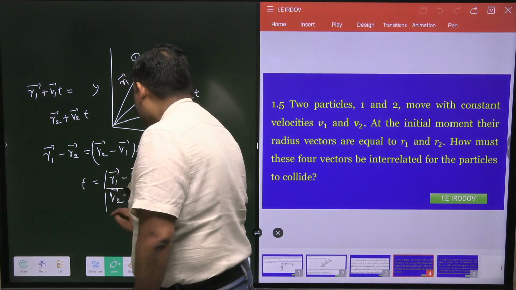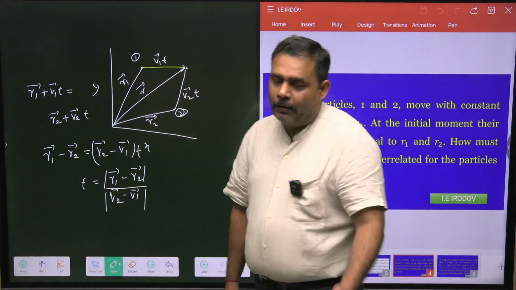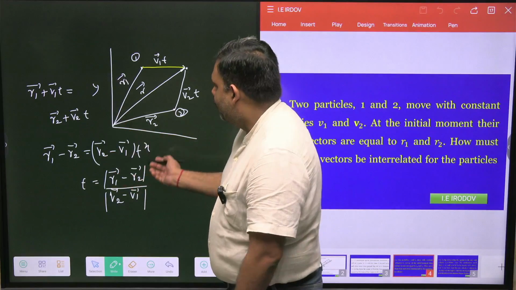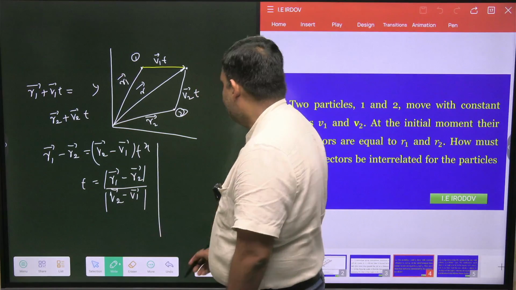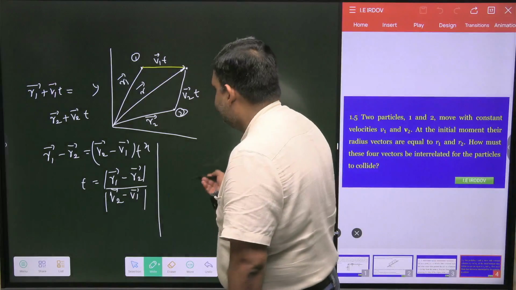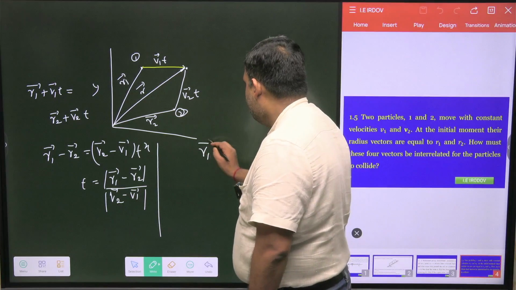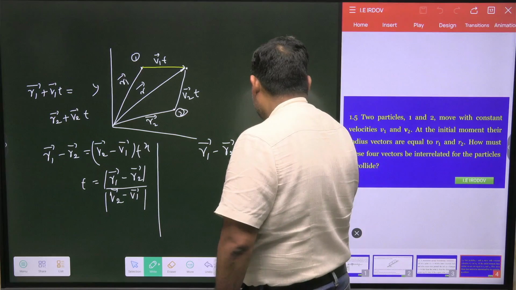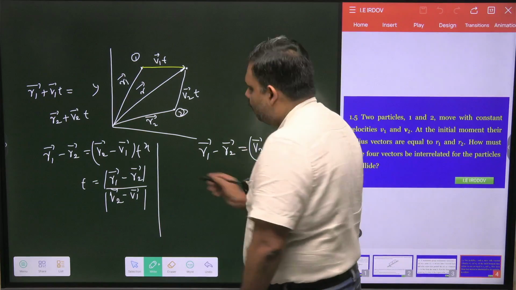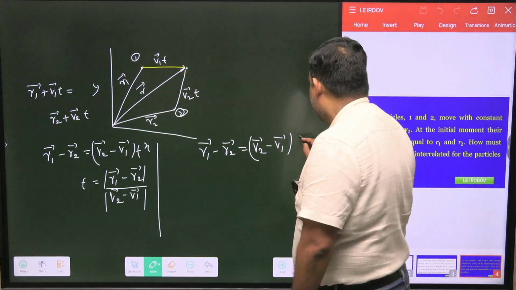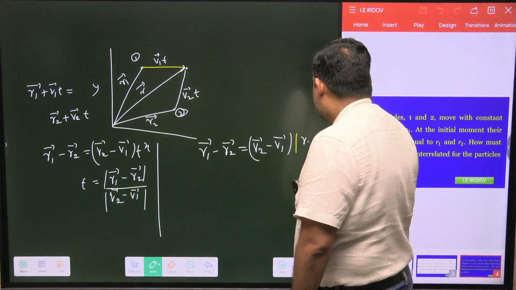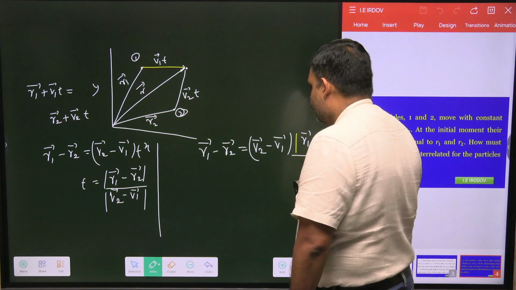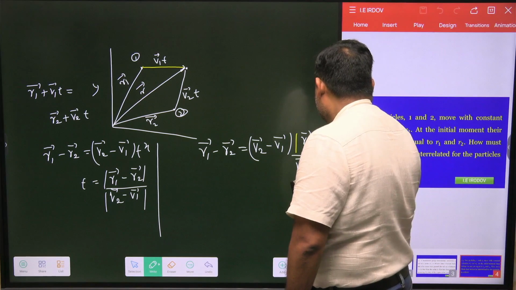We have to take the modulus because time is always a scalar number which is positive. Now we can put the value of time here. Then we get r1 minus r2 equal to v2 minus v1 into time, and that time, in magnitude, is the modulus of r1 minus r2 divided by the modulus of v2 minus v1.